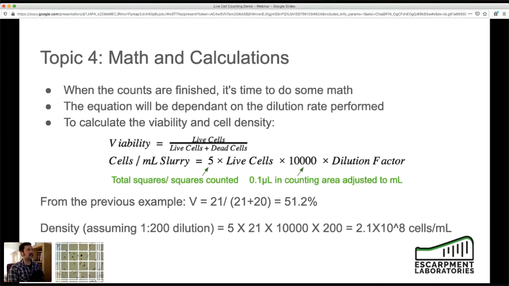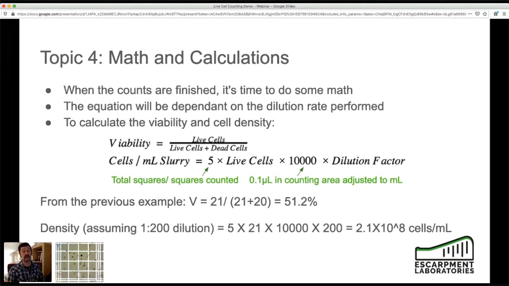So this brings us to topic 4, which is our math and our calculations. When you're finished a count, it's time to do some math. The equation is dependent on the dilution rate performed. First thing we want to do is calculate our viability. All that is, we take the live cells we counted and divide that by the live cells plus the dead cells.